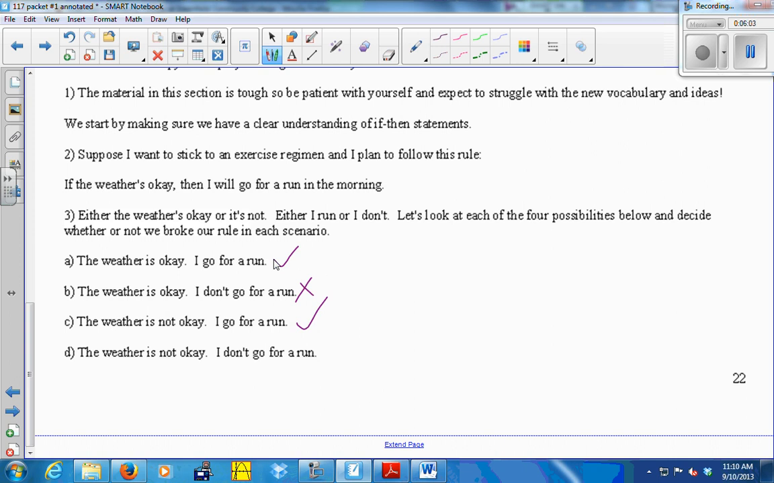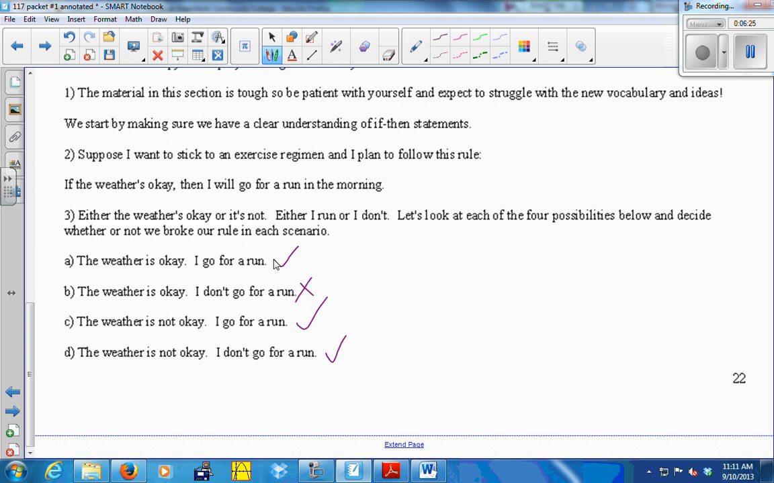And if the weather's not okay and I don't go for a run, did I break the rule? No, that's allowed, right? I only have to run when the weather's okay. So there's only one way to break the rule. If the rule is, if the weather's okay, then I will go for a run, the only way to break the rule is if the weather's okay and I don't run.